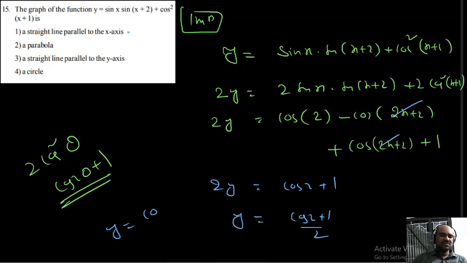So cos 2 is a constant only. y equal to a constant means a line parallel to the x axis, a straight line parallel to the x axis. I can say the answer is 1.